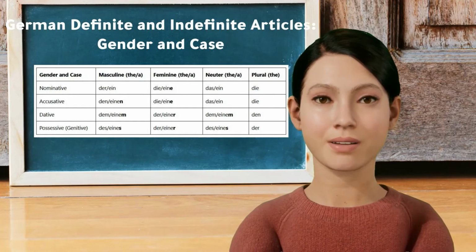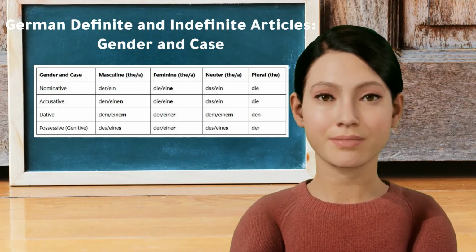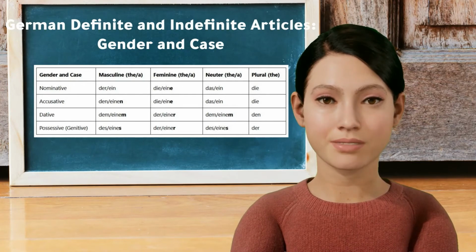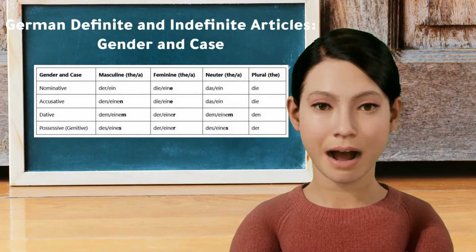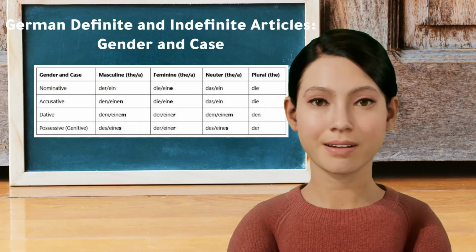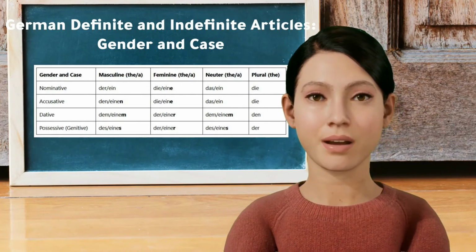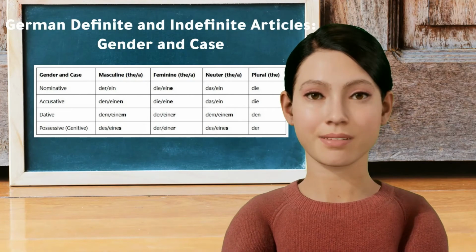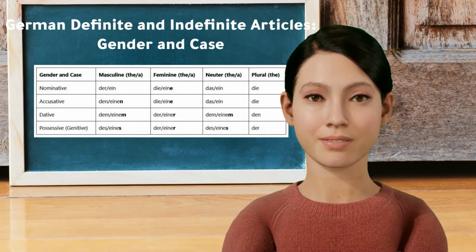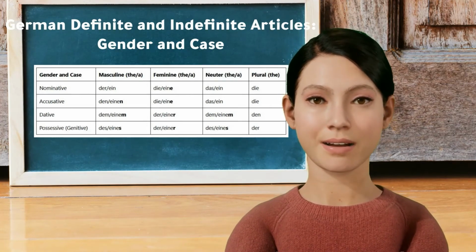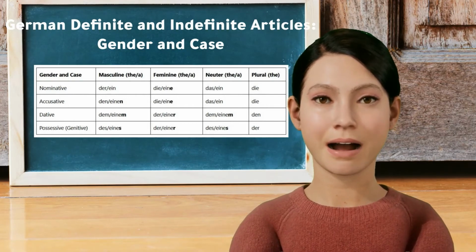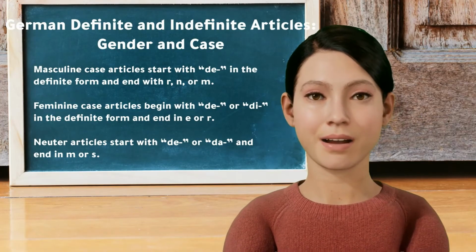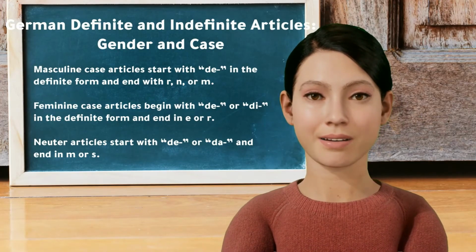The feminine nominative die or eine, accusative is die or eine, the dative is der or einer, and possessive is der or einer. The neuter nominative is das or ein, accusative is das or ein, dative dem, einem, and possessive des or eines. The following characteristics can help you understand the patterns of each gender.